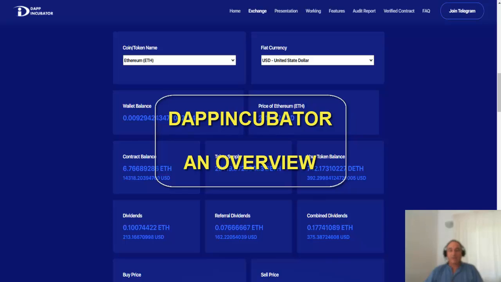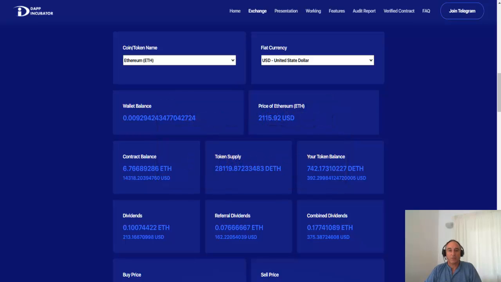In this video, I'm going to give you an overview of how the DappIncubator smart contract really works. There's been a little bit of speculation and a little bit of misunderstanding out there, and I want to dispel all of that right now. Basically, the DappIncubator smart contract is nothing revolutionary new, except for one feature. But before we get to that feature, let me explain what the original contract was.